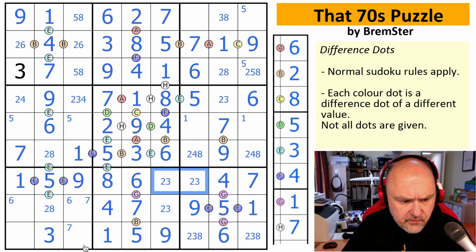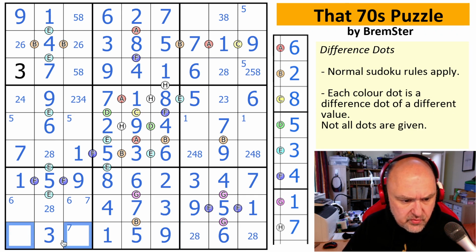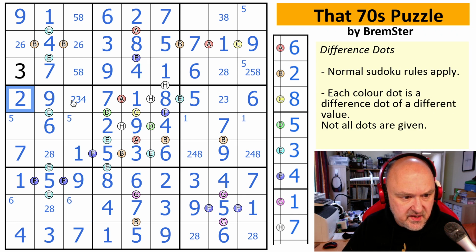2, 3, 4, 8. So there is a 4. No, wait. There's no 3 in there. That's a 3. That's a 2. That's a 3. This is a 2, 8 pair. So this becomes 4, 7. So that's 7 and that's 4. This is not 7. That 4 looks up, making that 2. That is not 2. That's 8.